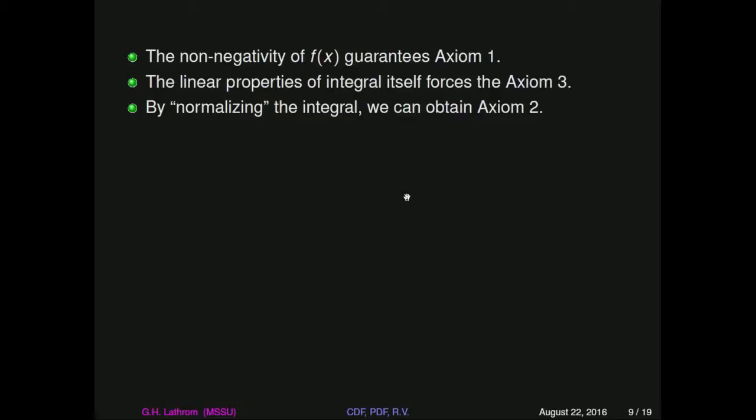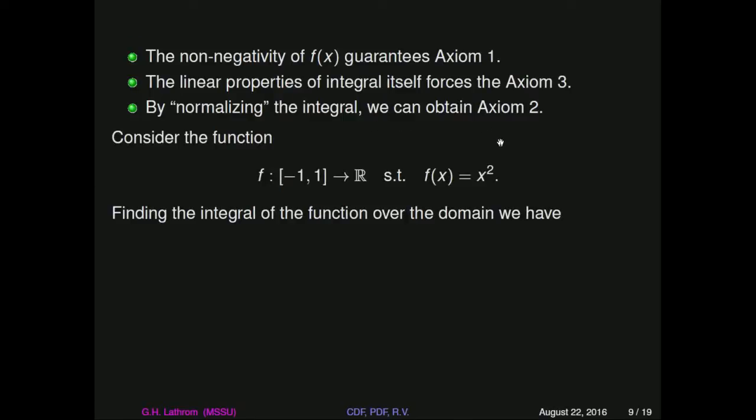Now for axiom 2, that the probability of our sample space is always going to be 1, along with non-negativity, we want our integrals to always be less than or equal to 1. We have to do something called normalizing the integral so that we can obtain axiom 2. Let's see how that might happen. What is this process of normalization?